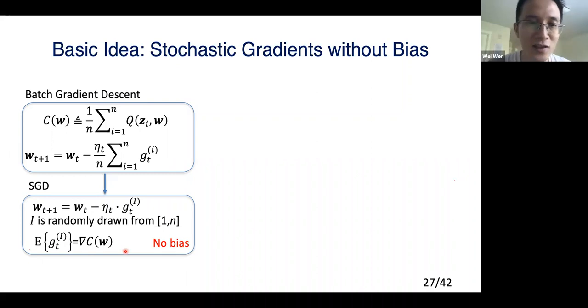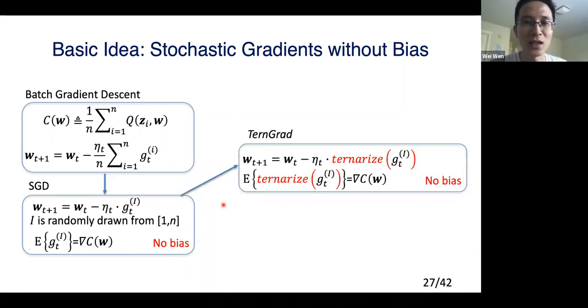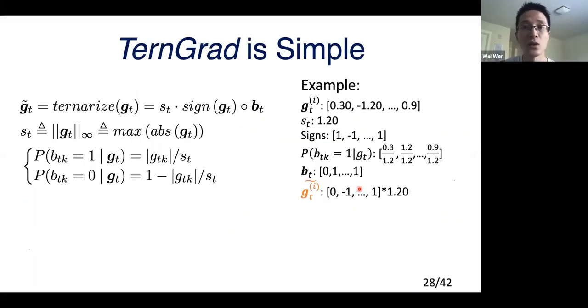So that's the motivation. Why don't we also do a stochastic quantization in a way such that the expectation of the ternarized gradient is still the original gradient? So we can still get the unbiased gradient descent. That's the motivation, and here is how we did it. The left is the math formulation, the right is the example. Maybe I'll just use the example to illustrate it.